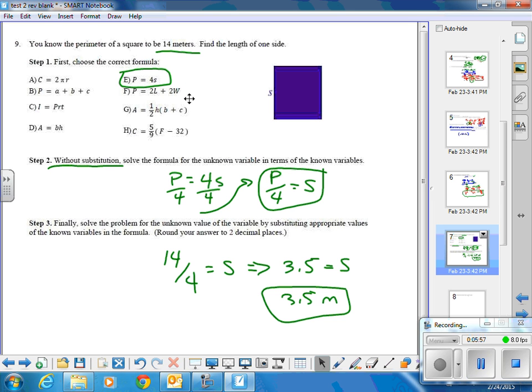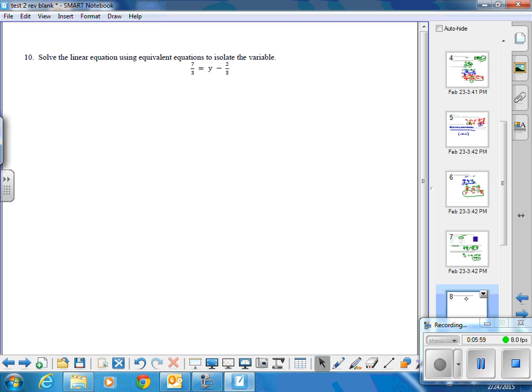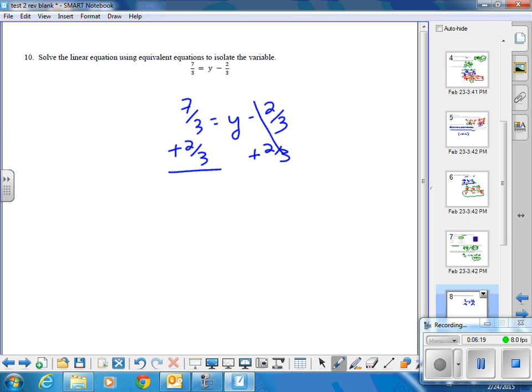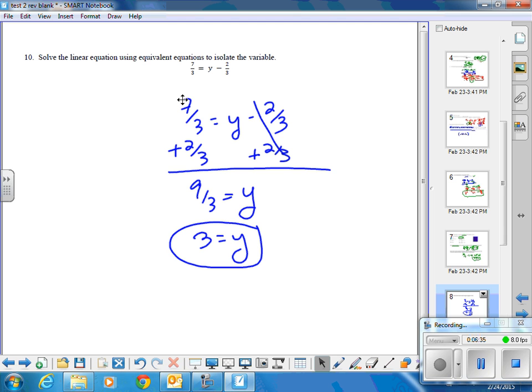Alright, let's go ahead and look at the next one. Okay, solve the linear equation using equivalent equations to isolate the variable. So I'm getting y by itself. Well, these are all fractions. But notice they have the same denominator, so this should be pretty easy. I'm going to add the 2/3 to get rid of it, because I always do the opposite over here. So 7 plus 2, because I'm just adding the numerators, is 9 over 3 is equal to y. But I can go ahead and reduce that 9 over 3. If I divide them, I end up with 3. 3 is y. Easy as that.